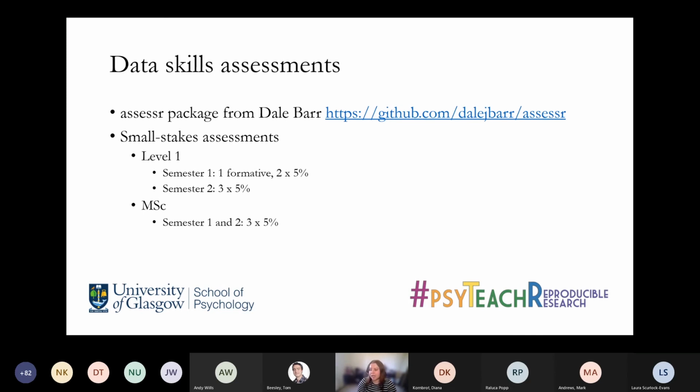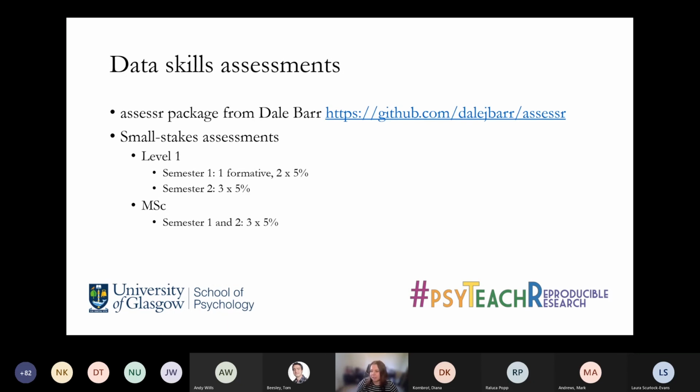So this year I had a first year class in the first semester of 670 students. And using this package, I was able to do the marking and feedback for all of them for each of their assessments. It was about 5 to 6 hours. So there's still a time commitment, but 670 students, 5 to 6 hours, it's not bad going.